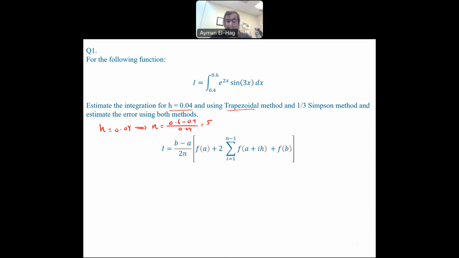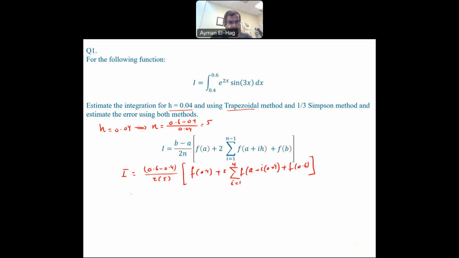This is the equation for the trapezoidal method. I is equal to (b minus a), which is 0.6 minus 0.4, the limit of the integration, over 2n. n is 5, so 2 times 5, times f of a, the start of the integration, 0.4, plus 2 times the summation over i equal to 1 to n minus 1, 5 minus 1, which is 4, of f of (a plus i times h), where h is 0.04, plus f of b, which is the end of the integration, 0.6.